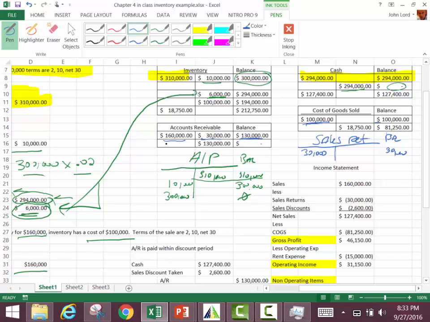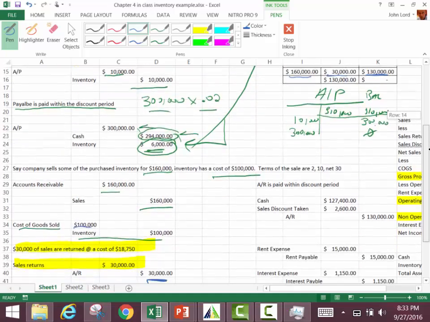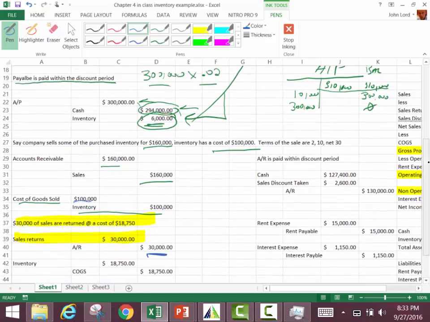Since I have reversed the sale, I debited the sales returns and I credited the accounts receivable. Now I'm going to put the inventory back because he gave me the stuff back, didn't he? In this problem, 30,000 was the sale return, but there was a cost on that of 18,750 for me. So I debit the inventory 18,750 to put it back into inventory. I credit the cost of goods sold, right? Because that stuff came back to me.